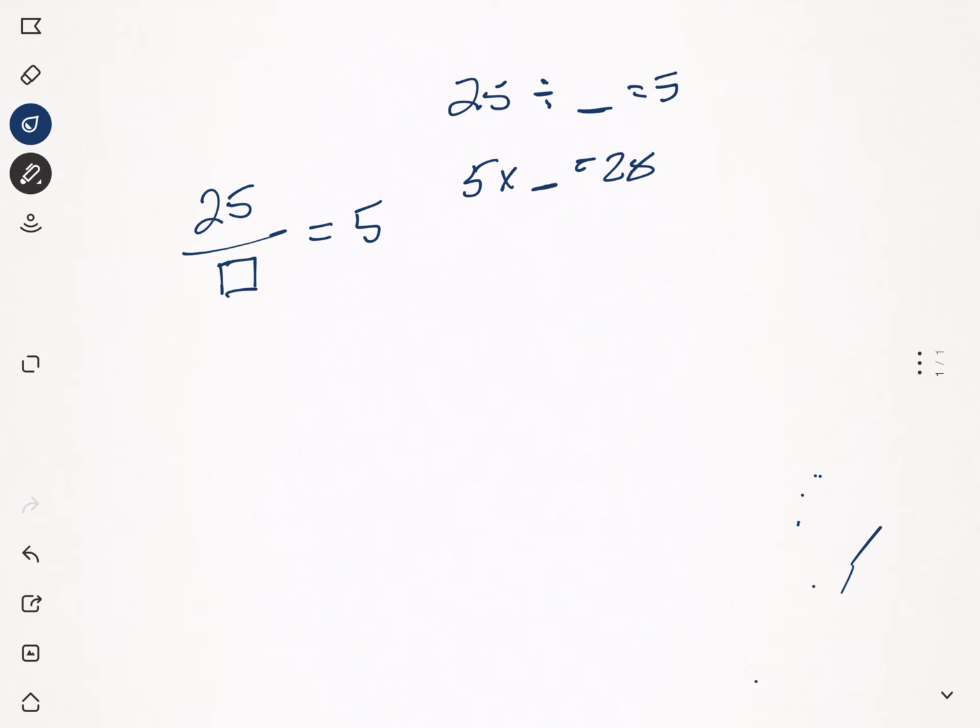Number 2 says there are 64 marbles in a jar. All of the marbles are divided equally among 8 people. How many marbles does each person have? So 64 divided by 8 is how many?